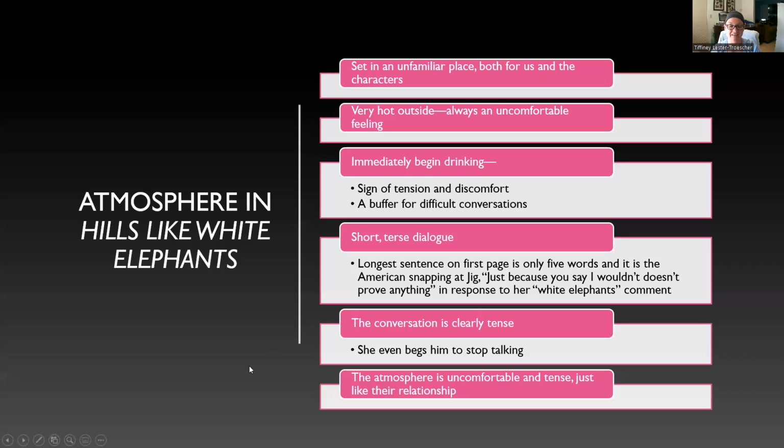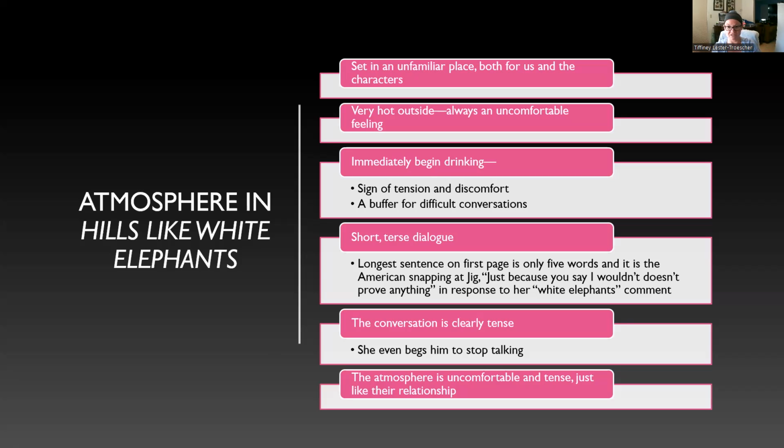Now, the atmosphere: very tense. We know this, right? Set in an unfamiliar place. We don't live in Spain. Hemingway visited Spain a lot, but he's an American. It's very hot outside. When it's hot, things always become more uncomfortable, more tense. They immediately start drinking, a sure sign of tension and discomfort. Often alcohol is used as a buffer for difficult conversations, right?